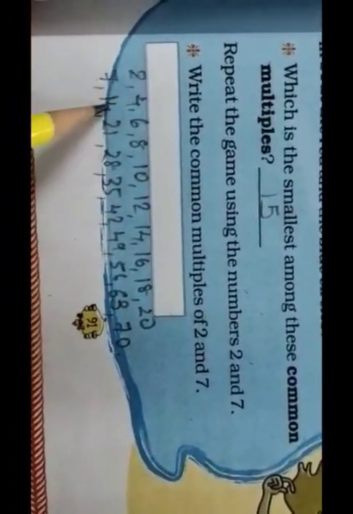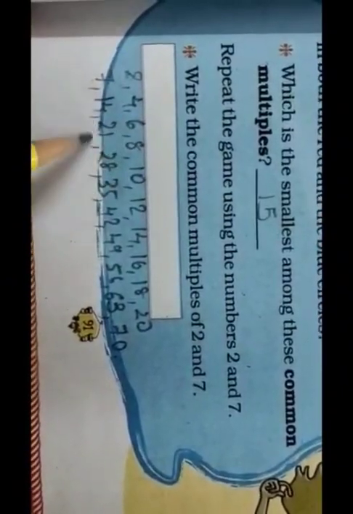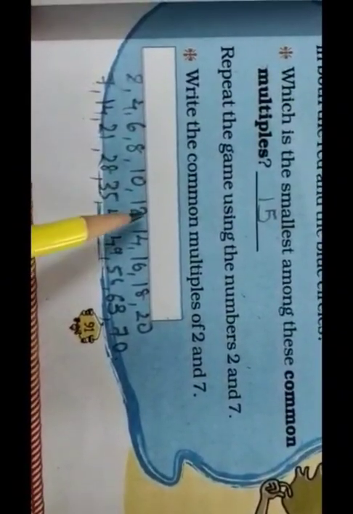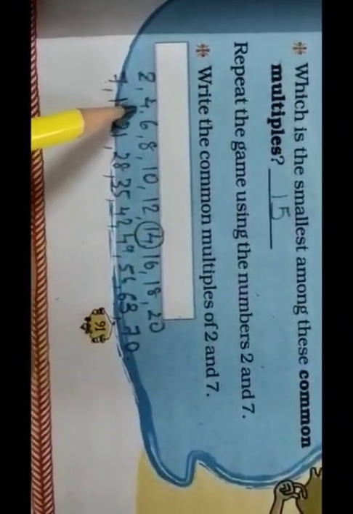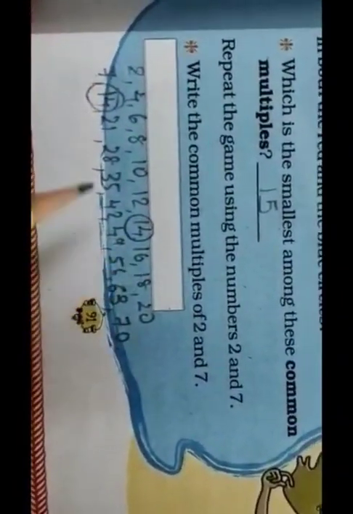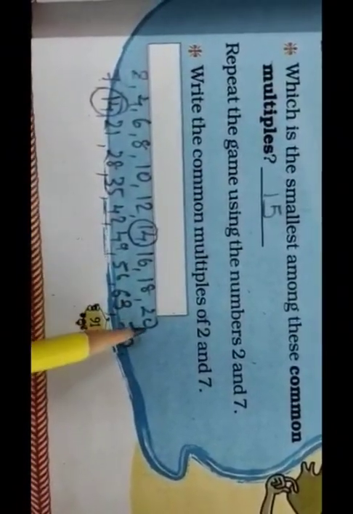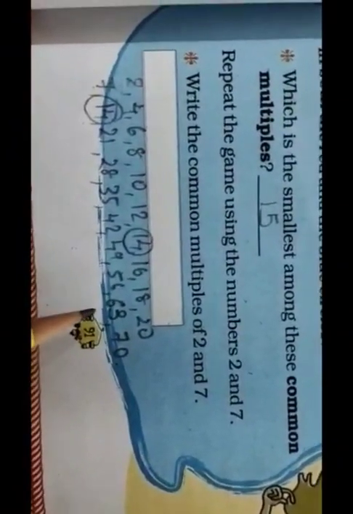Now let's do the common ones. 2 is not there, 4 is not, 6, 8, 10, 12 also not there, 14 yes, 14 is here and here is also 14, 16 also not there, 18 also not there and 20 is also not there.